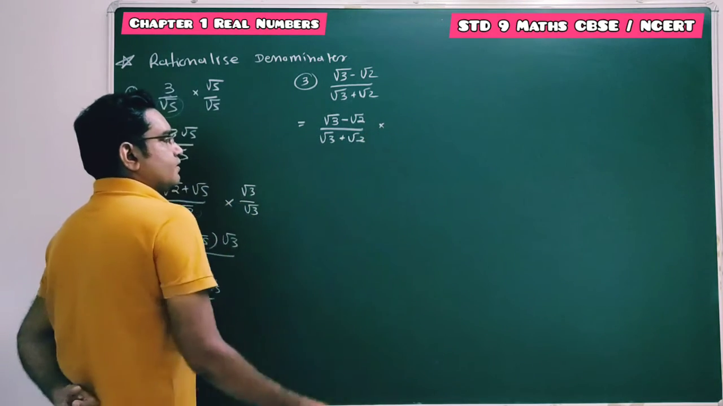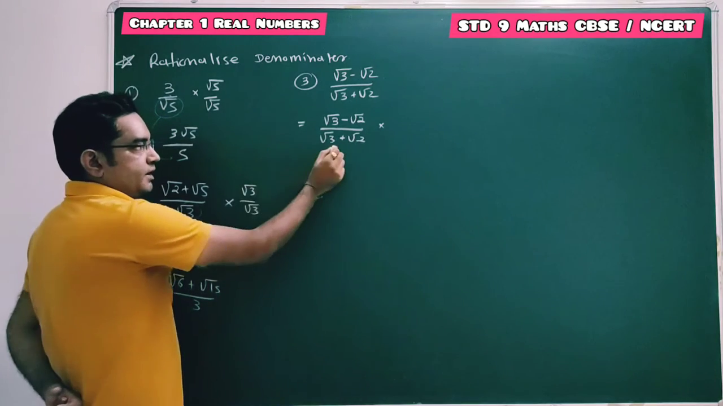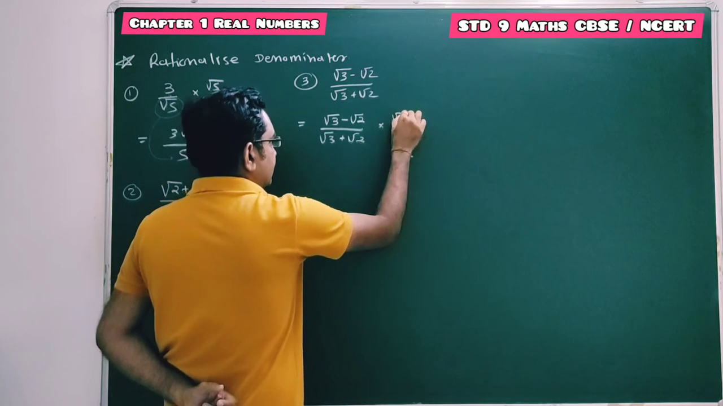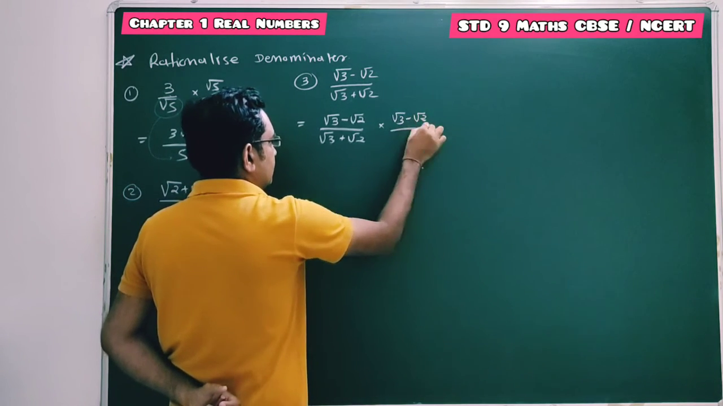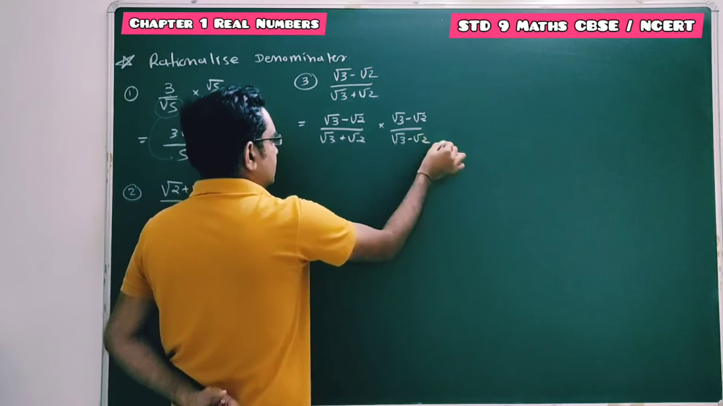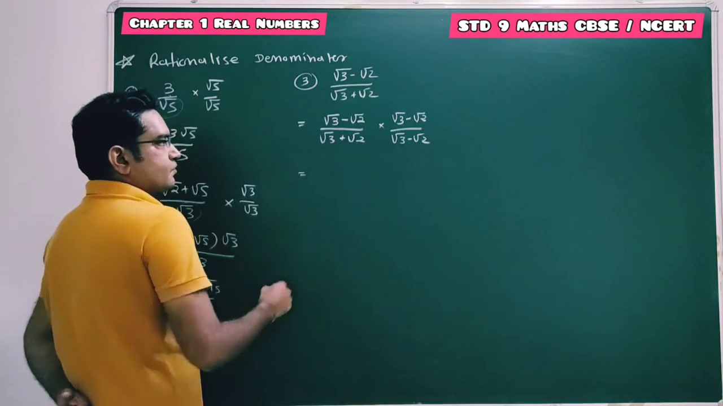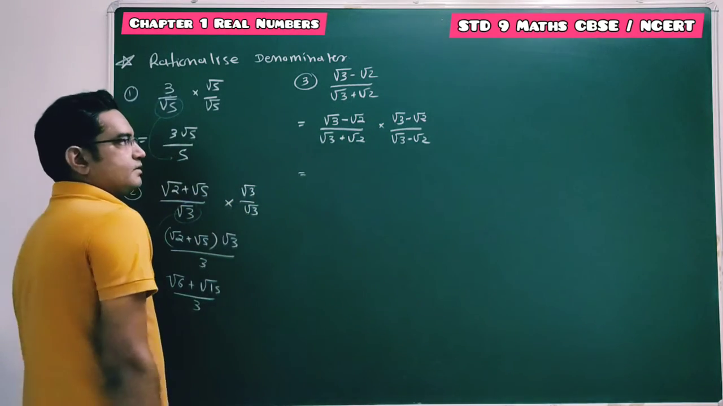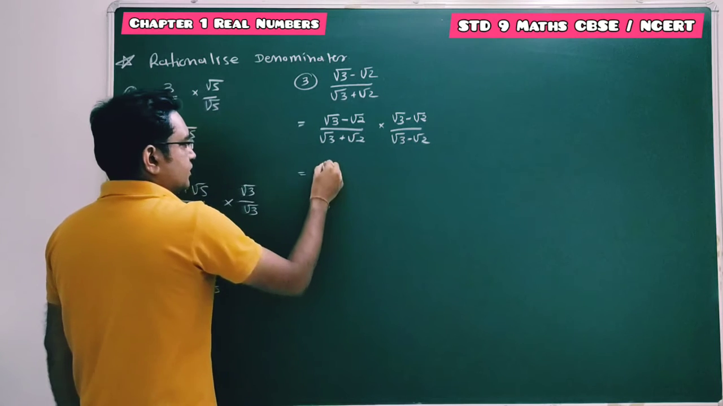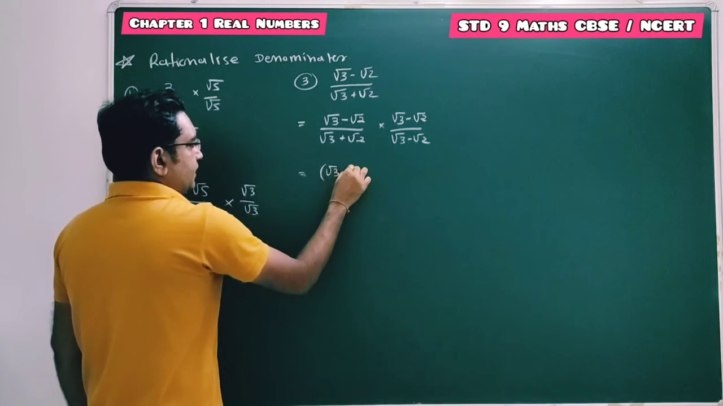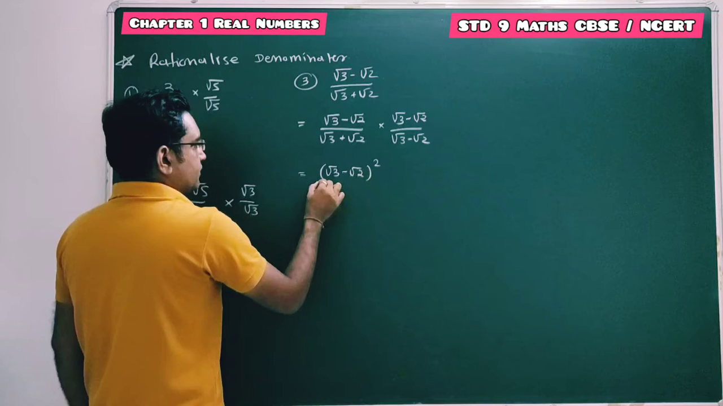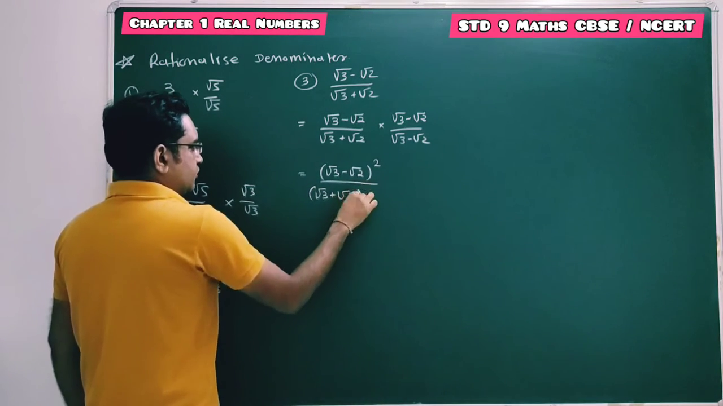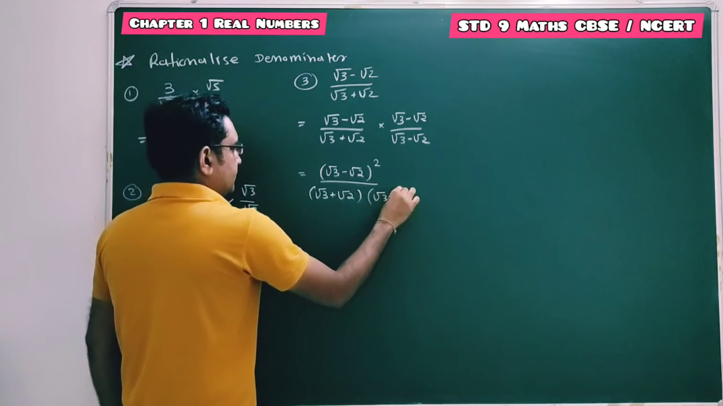Here we have to consider the denominator. In the denominator we have a plus sign. So if we consider the minus sign, it will be rationalized. So it's root 3 minus root 2 upon root 3 minus root 2. The plus sign we changed to a minus sign and multiplied numerator and denominator. Now perform multiplication. In the numerator it will be root 3 minus root 2 whole square, and the denominator will be root 3 plus root 2 and root 3 minus root 2.